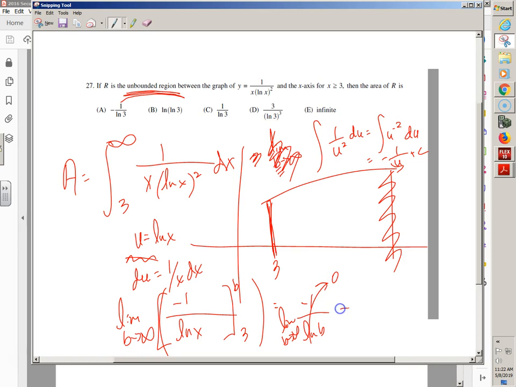which means this dude just goes to 0, right? Minus negative 1 over, let me know if I'm wrong. Since ln b is going to infinity, the bottom wins. So this whole thing goes to 0 because this is going to infinity. But if the top went to infinity, the answer would be infinity.